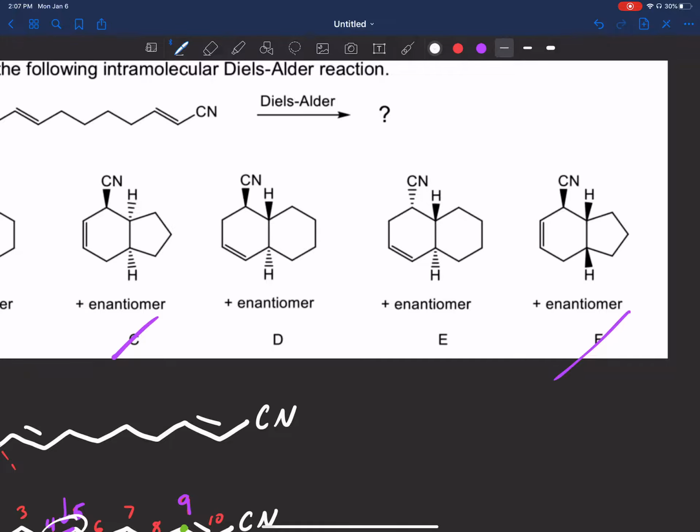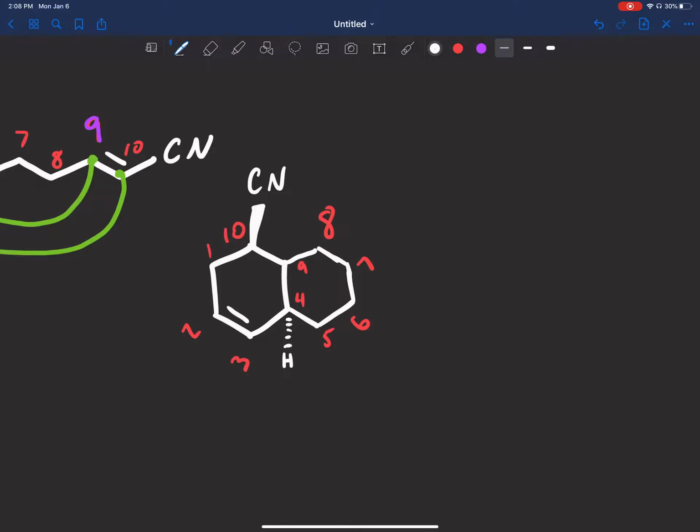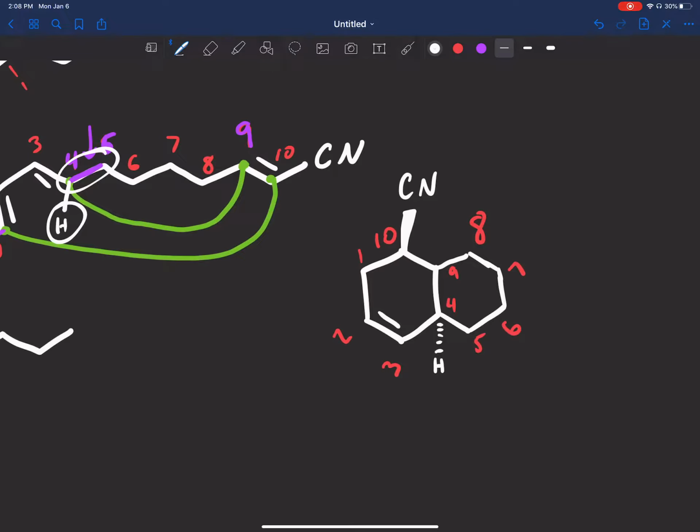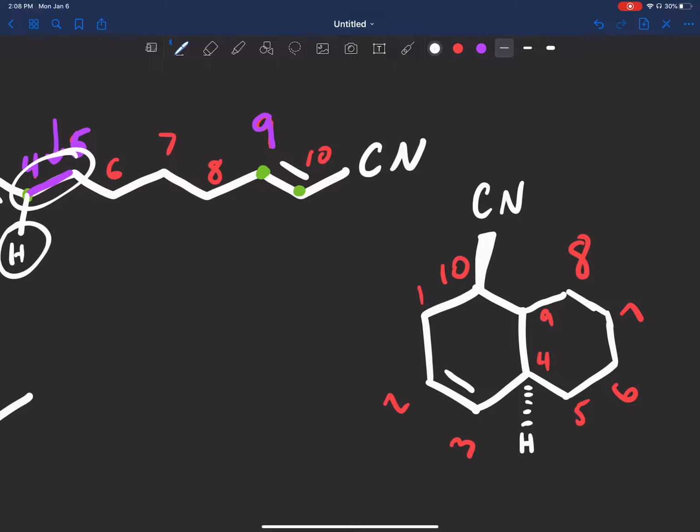And so what we're going to do is look at that hydrogen, because it is on the carbons that were part of the dienophile, 9 and 10. All right, let's just look at that. I'm going to erase the green lines over here. So off of 10, we have a hydrogen also. Off of 9, we have this hydrogen.